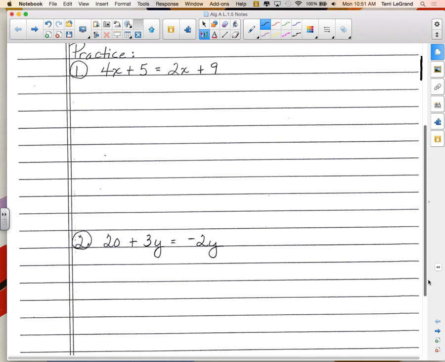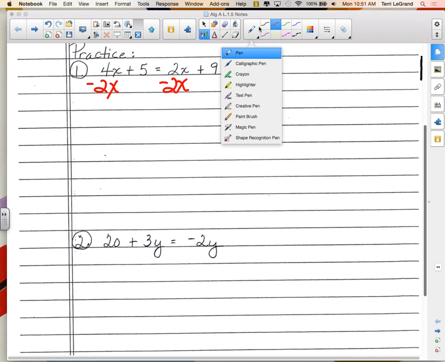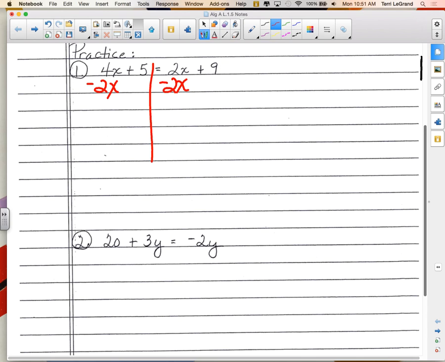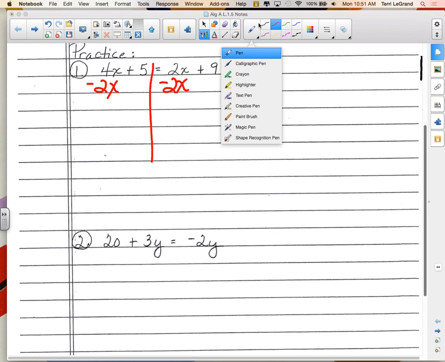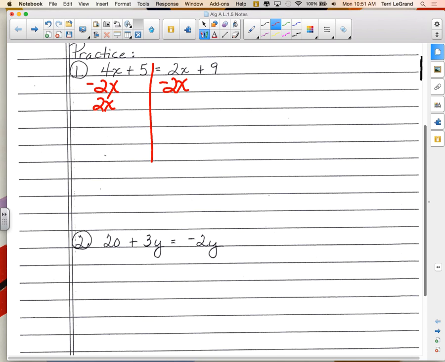Minus 2x from both sides. Yeah, we're going to subtract 2x from both sides. Just like we were doing when it was you guys holding the cards, take 2 x's away from each side. So whatever we're doing, we do to both sides here. And after those 2x are gone, on this left side, what do we have? 2x plus 5. We have 2x plus 5.